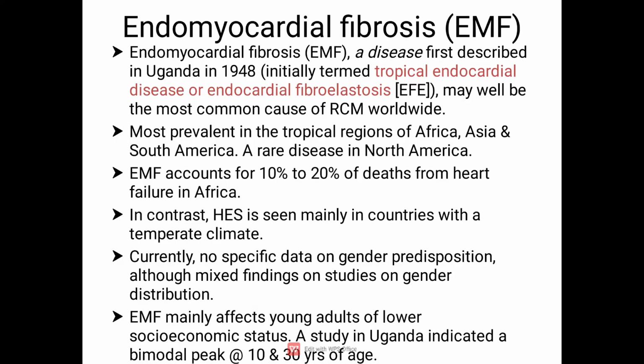Currently, there is no specific data on gender predisposition. Although there have been mixed findings in studies on gender distribution, generally there is no consensus that EMF is commoner in one gender than the other. Now, EMF mainly affects young adults of lower socioeconomic status. And a study in Uganda indicated a bimodal peak, at 10 years and then at 30 years.